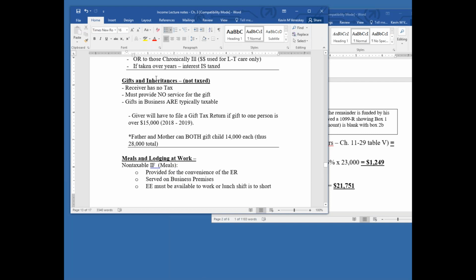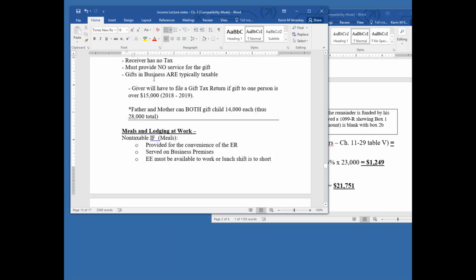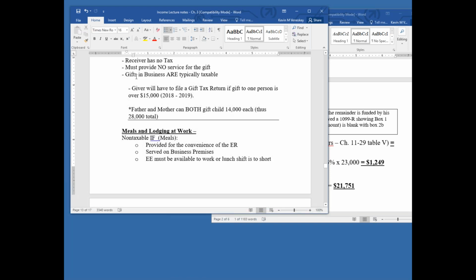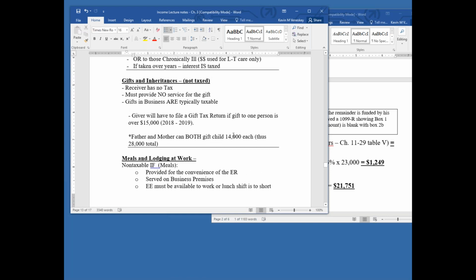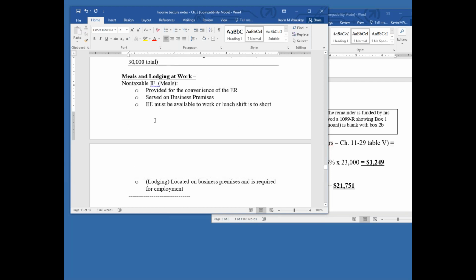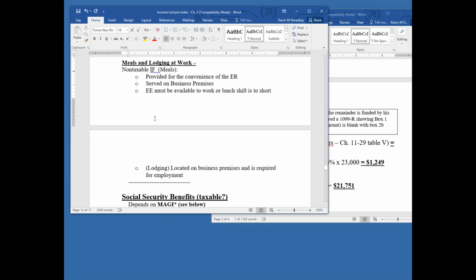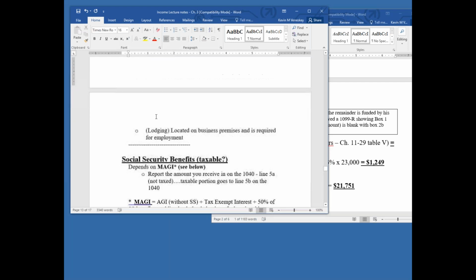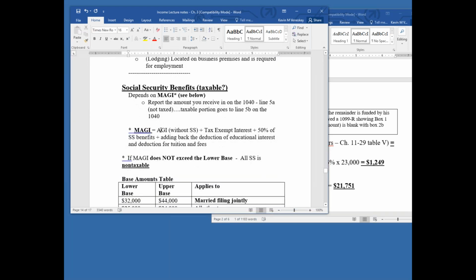Gifts and inheritances, we'll come back to that after the first part of the term, but basically, again, there's no tax if you're the person receiving the gift or the inheritance. This amount should have been changed to 15 and 30. Meals and lodging, I already talked about this. If you're out on a ship, you can't get meals or lodging, that would be free. Otherwise, if you're working at a factory and they have a cafeteria and they give you free food, that is considered taxable.